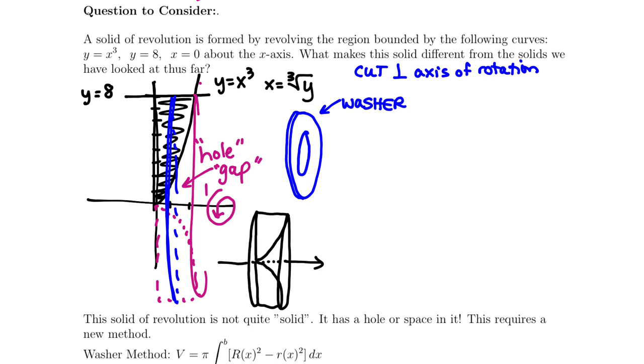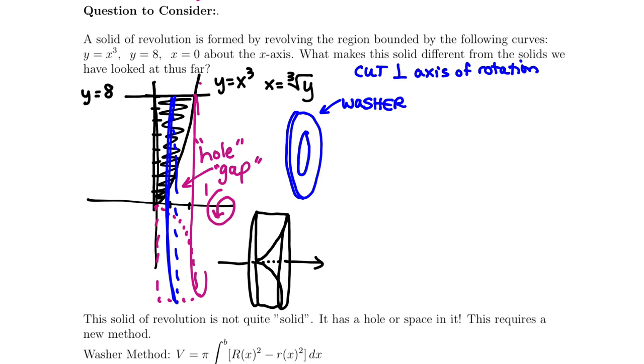How do we know we're going to have a hole? Because the region that we're rotating is not butt against the axis of rotation. If this shape was butt against the line it's going around, it would create a solid. But because it isn't, we get a hole. You guys see that hole?